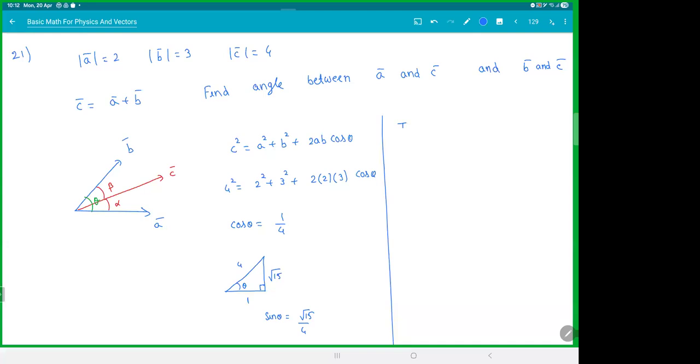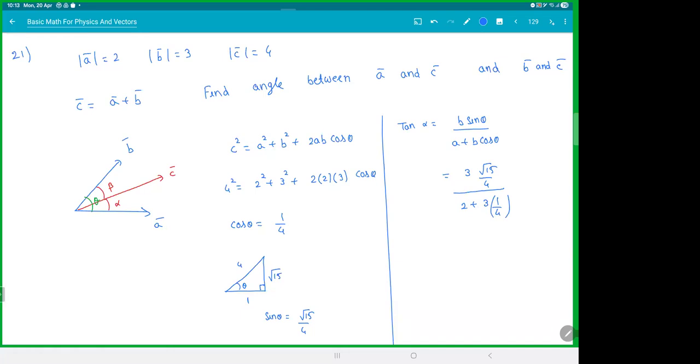Great. So what is tan alpha? Go back to the formulas. Tan alpha was b sin theta by a plus b cos theta. There you know everything here. Substitute. B is 3, sin theta is root 15 by 4. You won't get good answers. A is 2 and B is 3 and cos theta is 1 by 4.